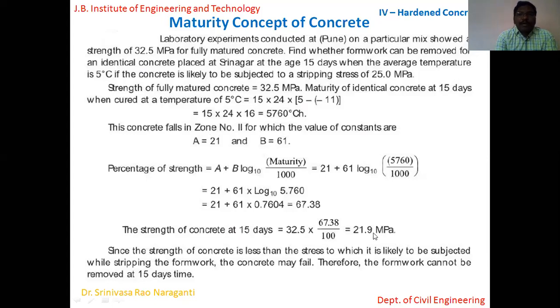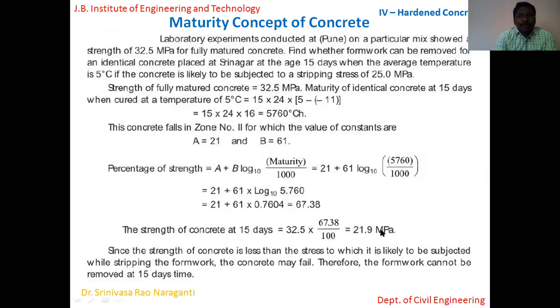of 21.9 MPa. But if you remove the formwork, the concrete is likely to get stressed by 25 MPa. The stresses developed in the concrete would be 25 MPa, but the strength gained is only 21.9. So if you remove the formwork, the stresses most likely to occur in the concrete are 25. That's why it's not suggested to remove the formwork.